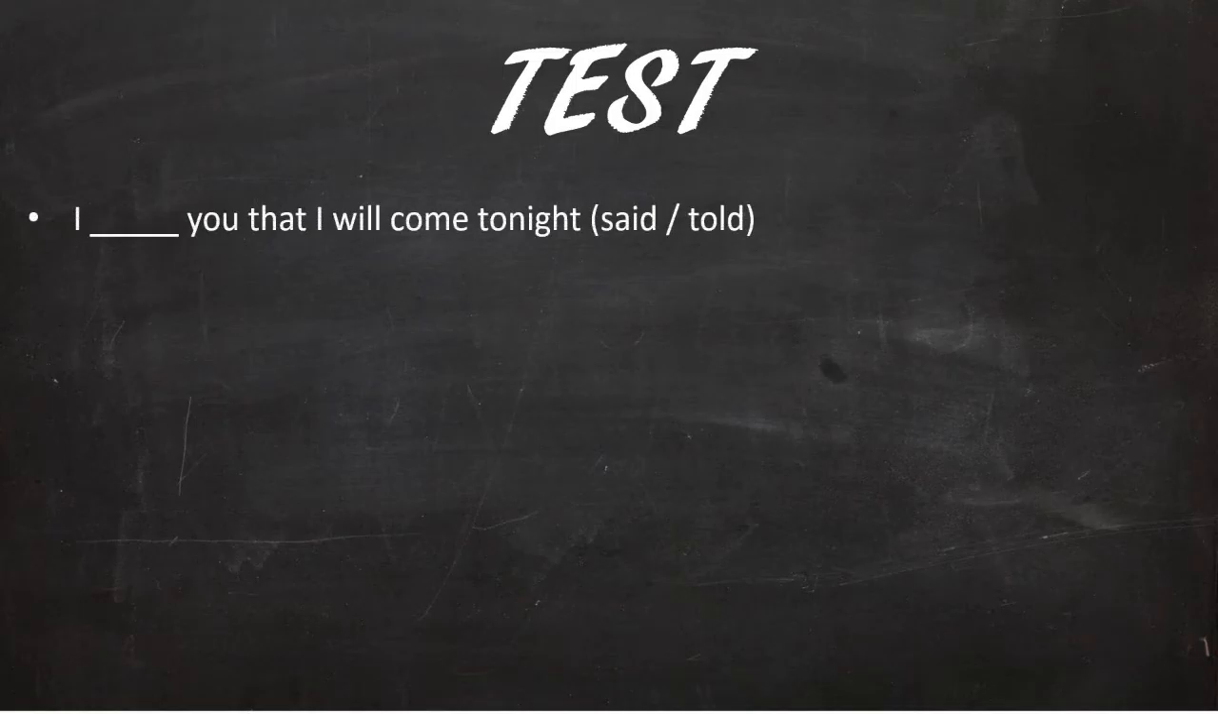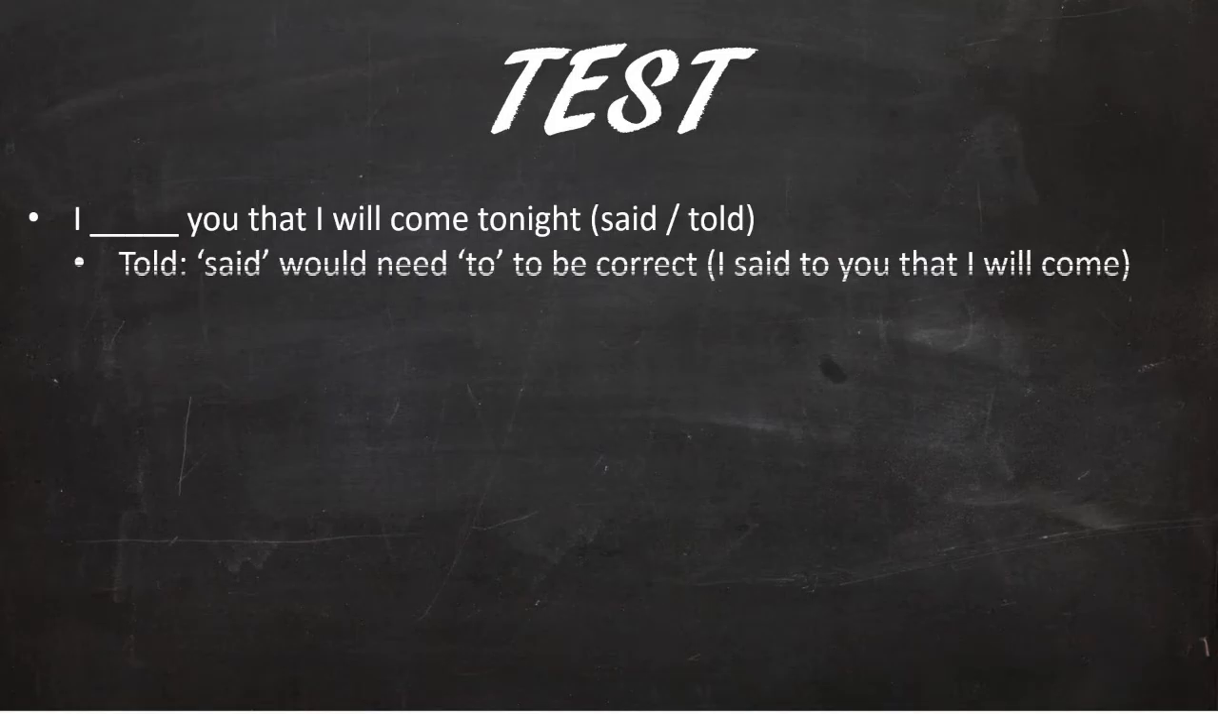So here we could have I said you or I told you that I will come tonight. So in this example, which would be the correct word to use? Told. I told you that I will come tonight. Remember that said would need the preposition to with an indirect object pronoun to be correct. So you could say, I said to you that I will come, but we don't have to, so it has to be told. It has to be the verb to tell.